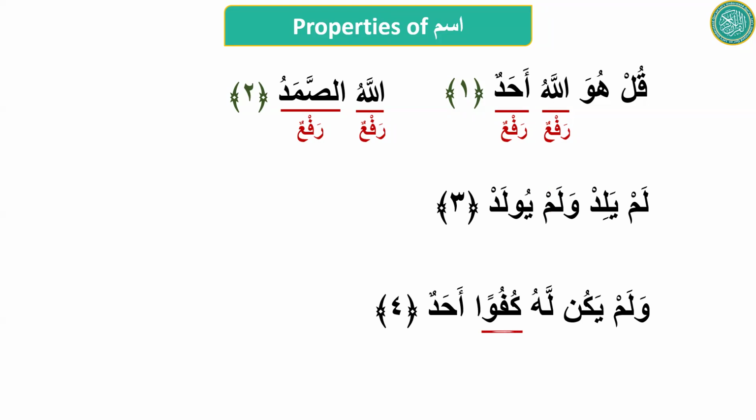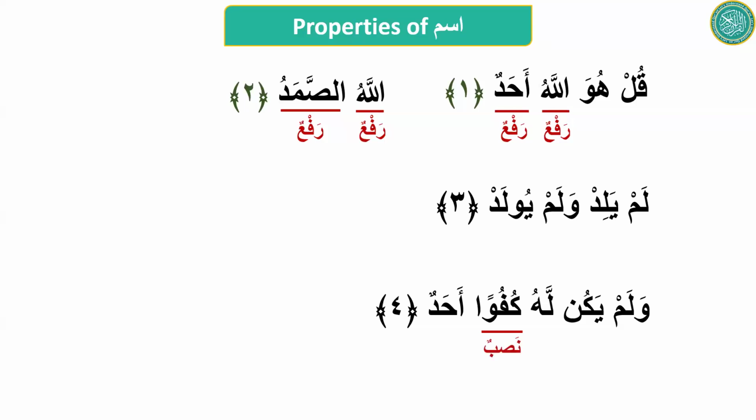Okay. Kufu. What's the first one? I remember Nasab and Jar, but I forget. The first word: Rafa, Nasab, or Jar? It's a Rafa. Are you sure? Oh, sorry, it's a Nasab. Are you sure? Yes. It is Nasab.